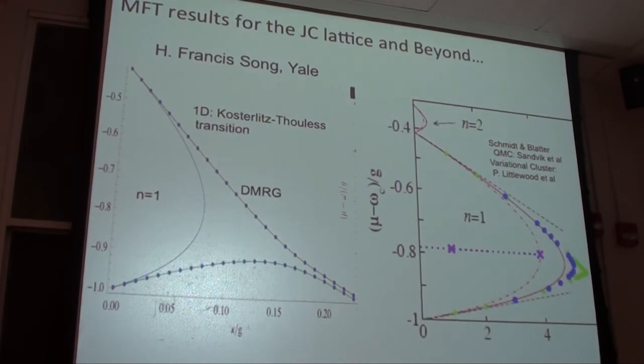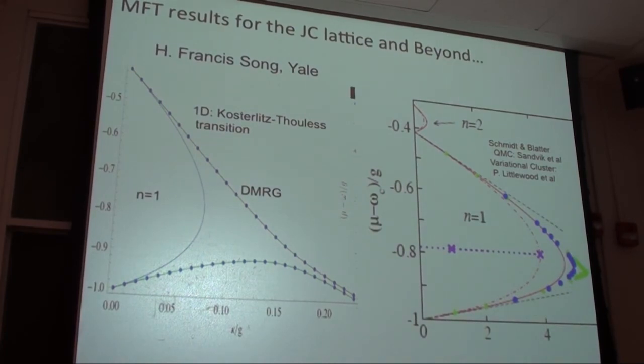So in 1D, you can do a very nice DMRG, and you find this Mott lobe, which has a cusp-like behavior. And this behavior is like in a Bose-Hubbard model. You get a so-called KT phase transition. K means Kosterlitz and T means Thouless phase transition.